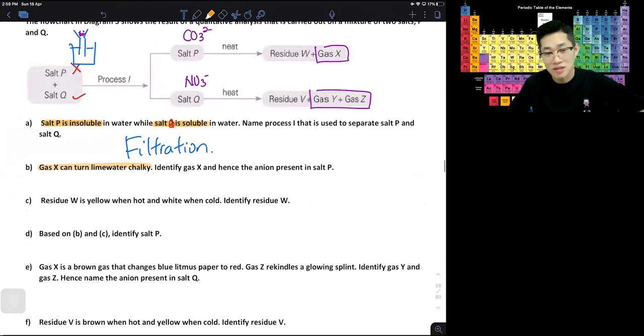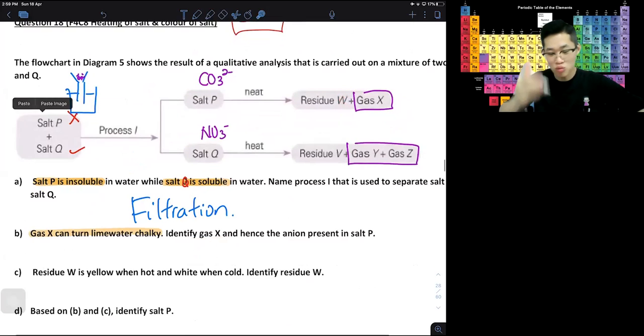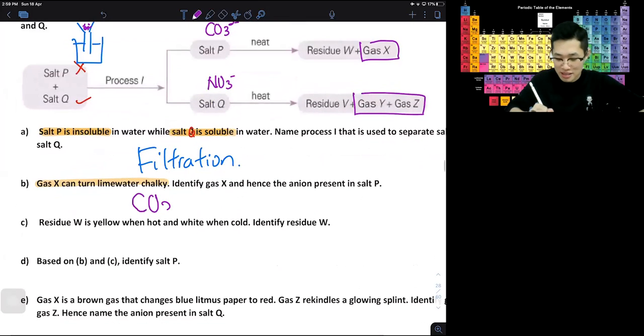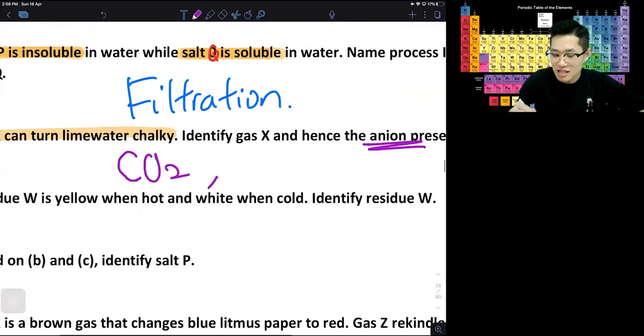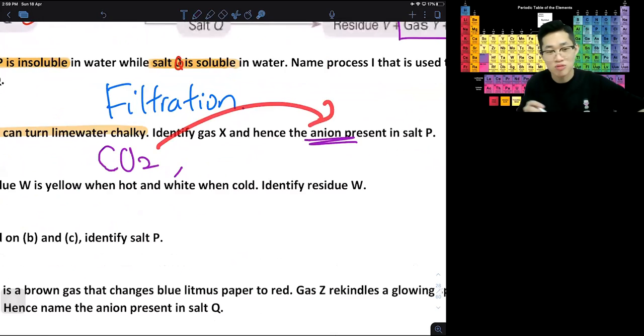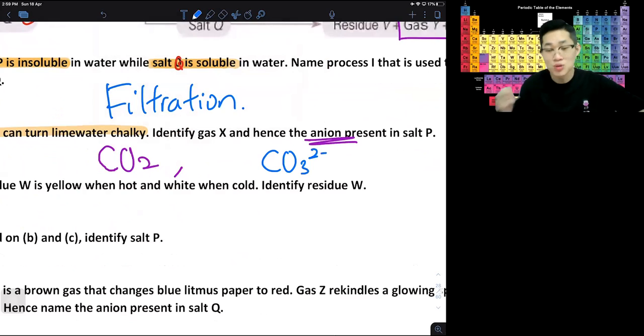Without reading the question, I can already tell that the gas X is carbon dioxide because one gas must be carbon dioxide. Hence, the N ion is carbonate. They're asking like, who is the mama? When the kid is CO2, so it has to be something that looks like the kid. CO3 2 minus, just like that.